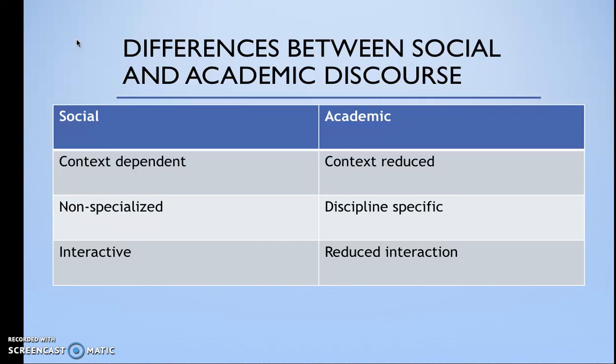Quickly, the differences between social and academic discourse are just as broad. As I described, social discourse is typically context dependent, whereas academic discourse is context reduced, right? Social language is typically non-specialized. We're not using a lot of technical terms or technical vocabulary, whereas in academic language you're using a lot of discipline-specific words. Social discourse is interactive. We're going back and forth in different exchanges, whereas written or academic language is typically not considered interactive.